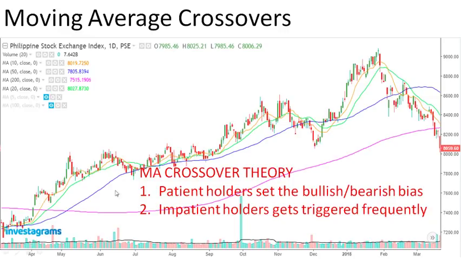Sineset nito na bullish yung bias niya kasi itong si 200, yung price is mas mataas sa kanya, di ba? So, people here, yung mga long-term holders ito are making money. Pati si MA50, yung mga tao dito are making money kasi price is above that. So, bullish pa sila. No?